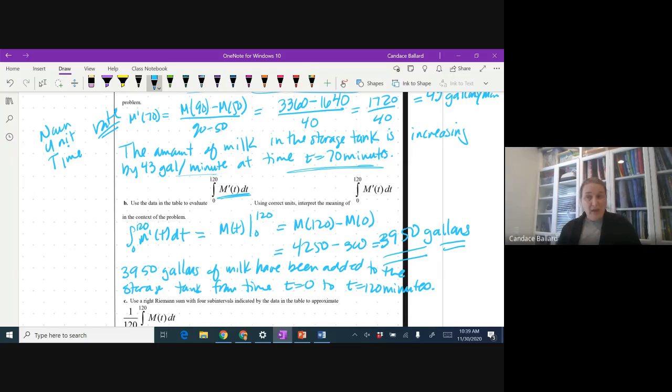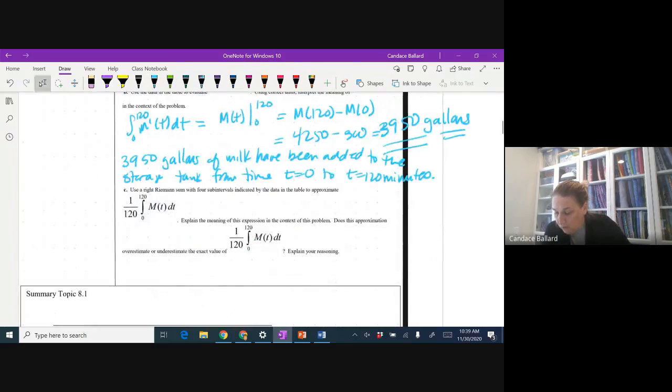Okay. What we didn't hit the volume stuff last year, so that's coming. Okay. All right, now we get to use a right Riemann sum with 4 subintervals. My goodness, that did not type well or give us much space to write, did it? I am sorry about that. Use a right Riemann sum with 4 subintervals indicated by the data table to approximate 1 over 120 times the integral from 0 to 120 of m of t dt.